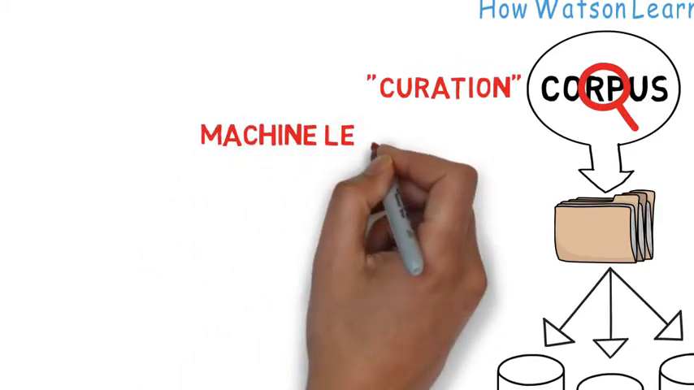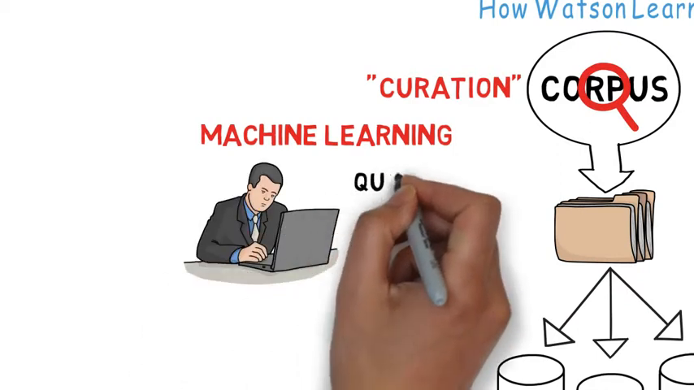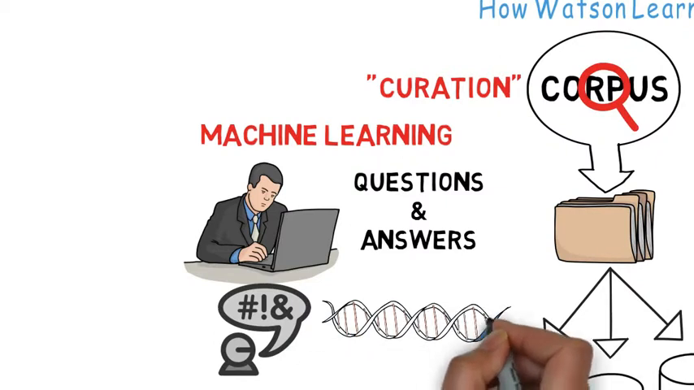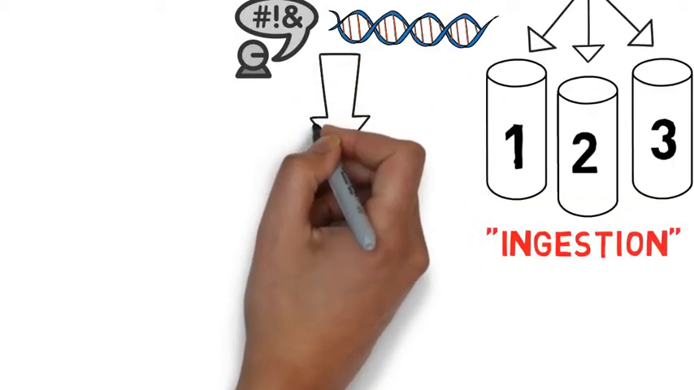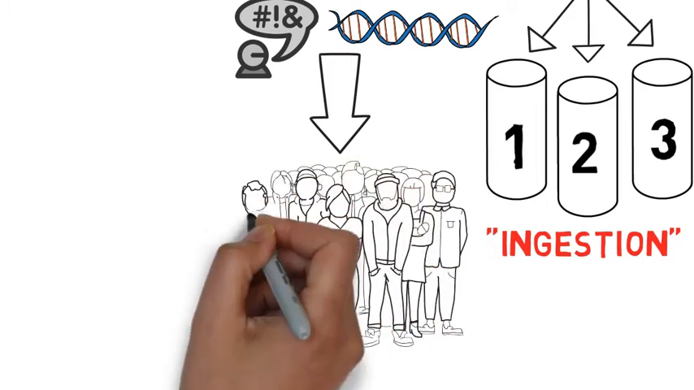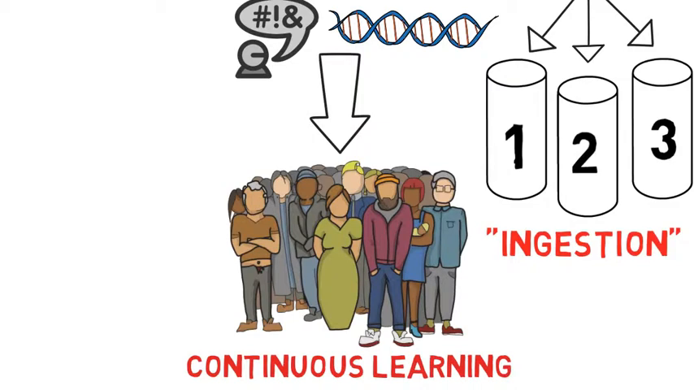Watson is then trained in a process known as machine learning. An expert uploads questions and answers in order to help Watson learn the language and patterns within that field. From this knowledge, Watson can then begin to interact with people. These interactions strengthen its understanding and enable continuous learning.